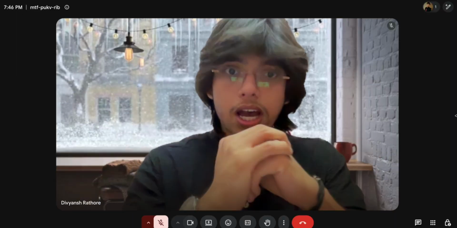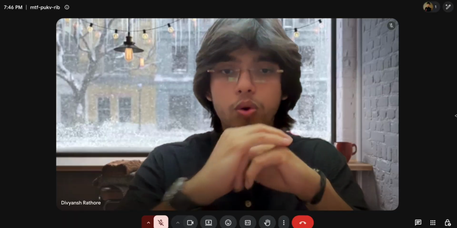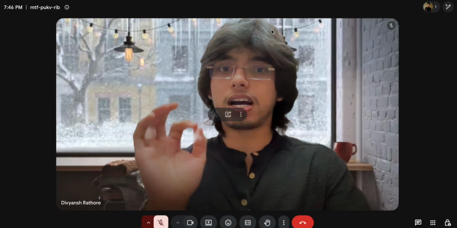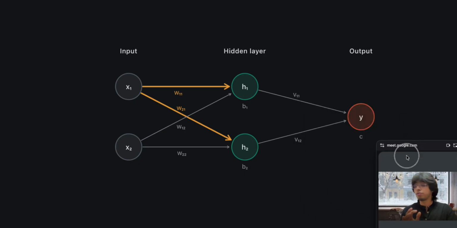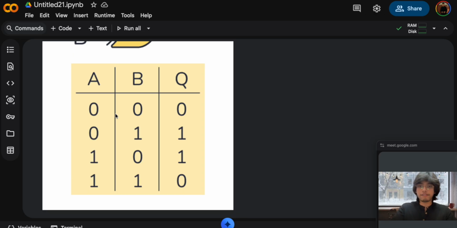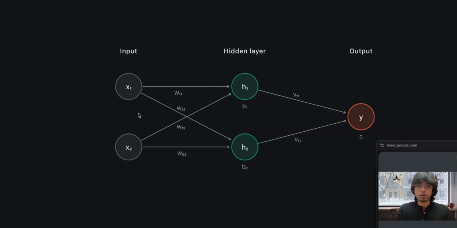Perfect. So now we'll have a look at the whole forward pass in detail. Let's start with the neural network architecture that we are building in this particular video. You can see we have two neurons in our input layer, one hidden layer and one output layer. Now, the reason for two neurons is simple: in the XOR gate, we have two numbers as input, 0,0, 0,1 and all that. That's why I chose two neurons.